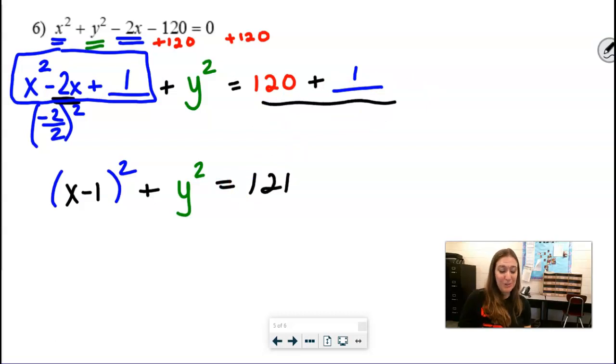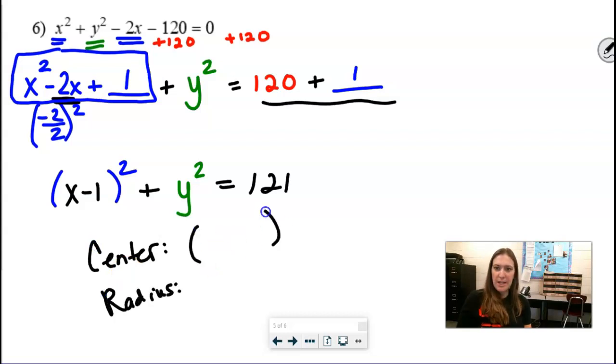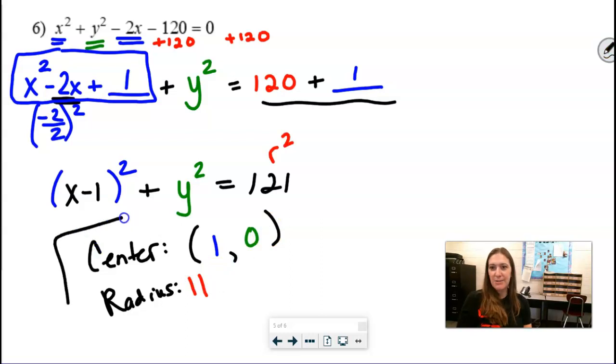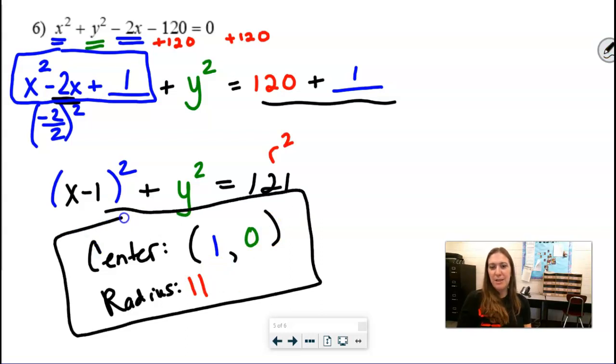So if there's less terms, that means less work, and that's exciting. So we're in standard form. Now I just have to identify the center and the radius. So the center is located at, remember, built-in negative here, so 1, 0. And then this, remember, is the r squared term, so the square root of this is an 11 for the radius. There we go.